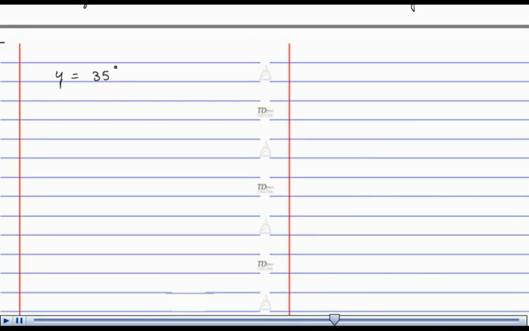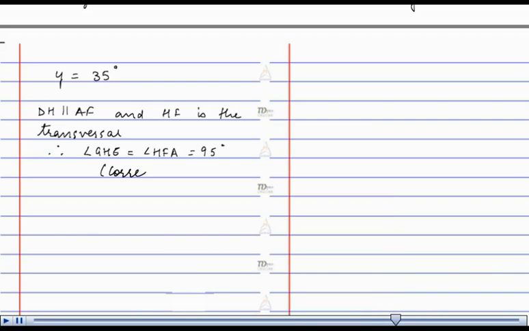Now again, DH is parallel to AF and HF is the transversal. Therefore, angle GHE is equal to angle HFA is equal to 95 degree, since they are the corresponding angles on the same side of the transversal.